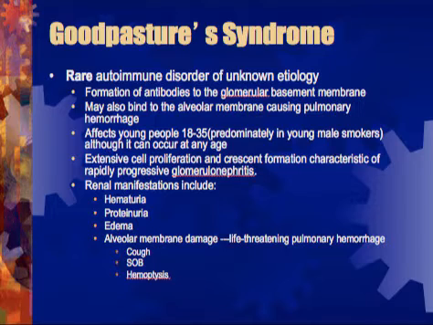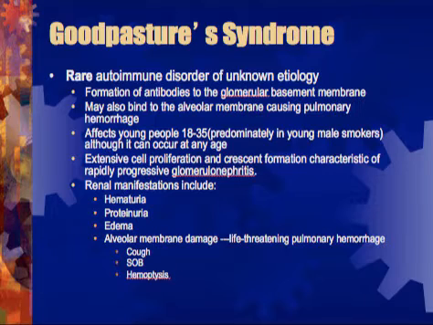The direct cause is unknown, but there's a formation of antibodies in the GBM. It can also bind to the alveolar membrane, causing pulmonary hemorrhage. It usually affects younger folks, predominantly young male smokers. It can occur at any age, but this is the predominant age group and gender. Extensive cell proliferation and crescent formation are characteristic of rapidly progressive glomerulonephritis.